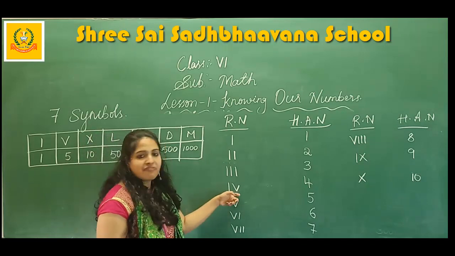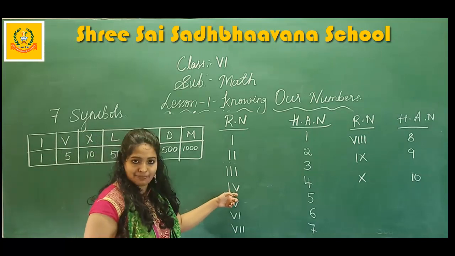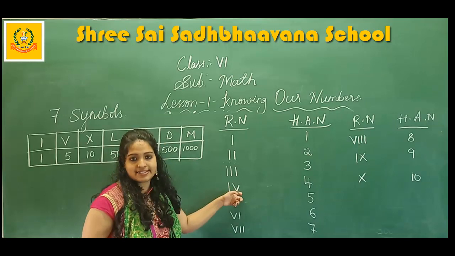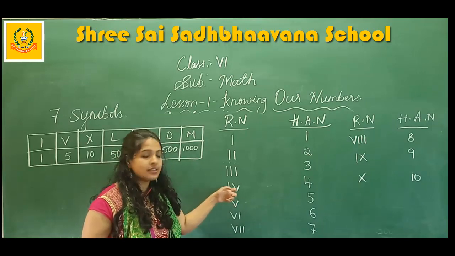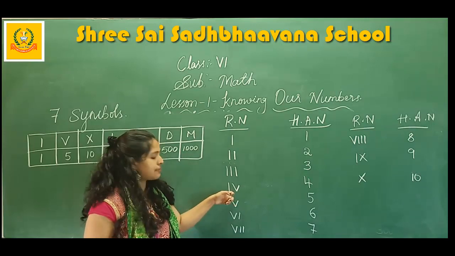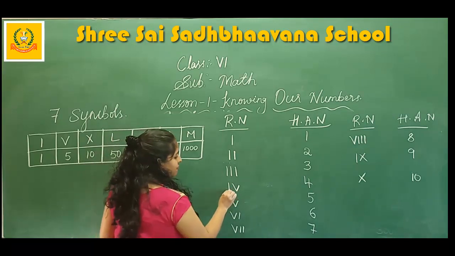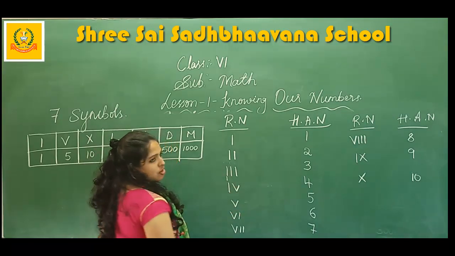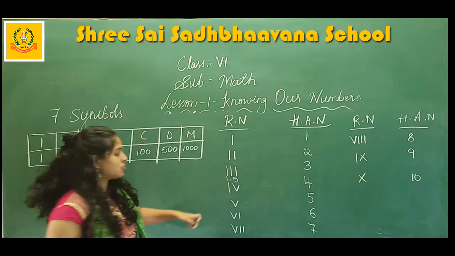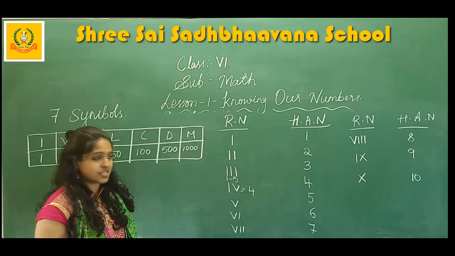And see here, IV. If we write the smallest number before the largest number, we have to subtract the value of the smaller number from the larger number. What is the value of I? It is 1. What is the value of V? 5. So from 5 we subtract 1, and we get 4.